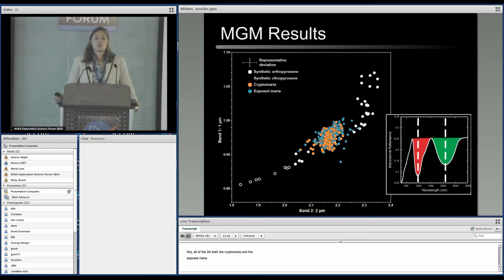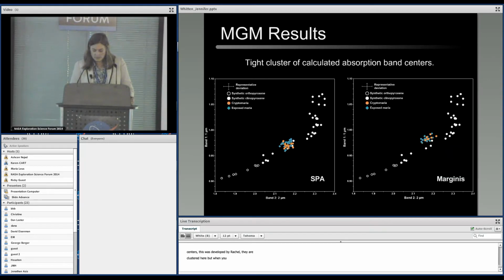When I was doing this analysis, what I really wanted to do was understand how Cryptomaria mineralogies compare with exposed Maria in the same region and then also across the moon. So when I was looking at Schiller-Zucchius, I collected spectra of the Cryptomaria there as well as the exposed Maria there. And it looks like a cluster right around here. This is the clinopyroxene. Down here are the orthopyroxene band centers. This is the synthetic pyroxene trend that was developed by Rachel Klima. So the data cluster here, but when you take each individual area and look at them separately, you find some interesting trends.